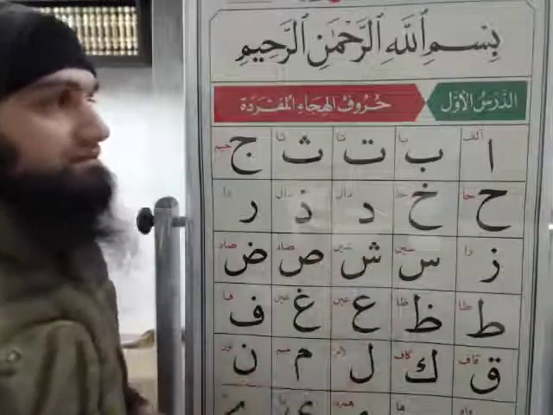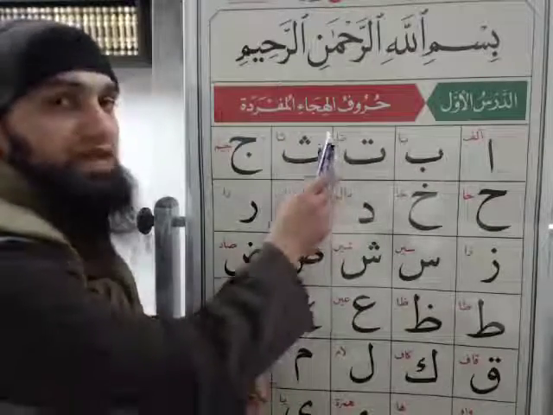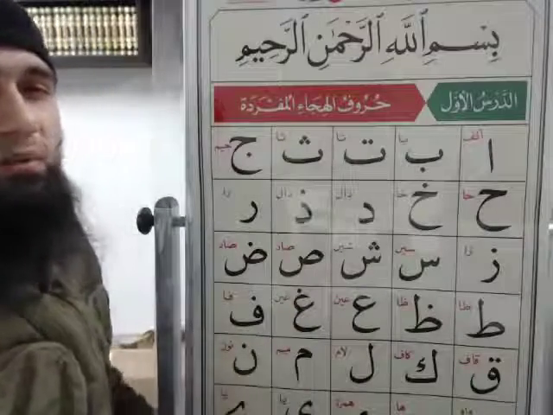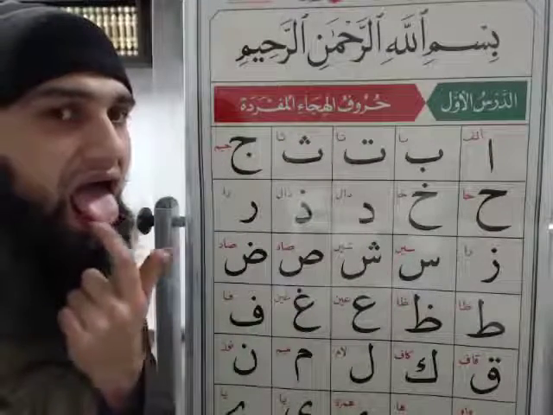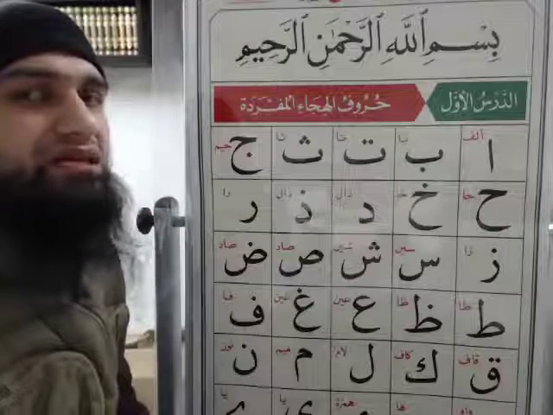The next letter has 2 dots on top of it. Also ends with alif, so you're going to make it long. It comes from when you put the frontal part of your tongue behind the upper teeth.